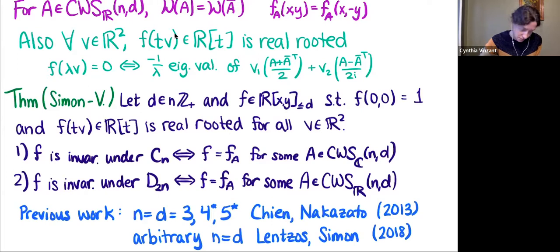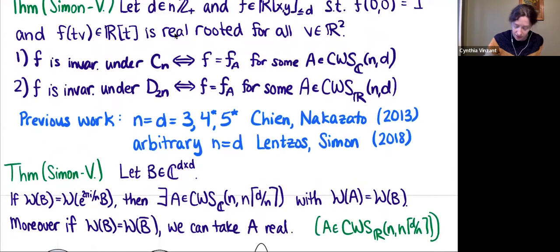And the corollary for numerical ranges of matrices is that if you start with any complex matrix B and its numerical range is invariant under rotations by 2 pi over n, then there's some other matrix that's a cyclic weighted shift matrix with the same numerical range. And if the numerical range of B is invariant under conjugation, then we can take this matrix to have real entries. So this is not the same as saying that the matrices are equal, but they at least have equal numerical range.